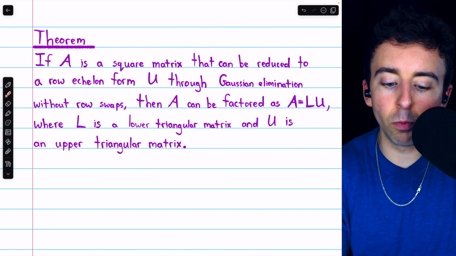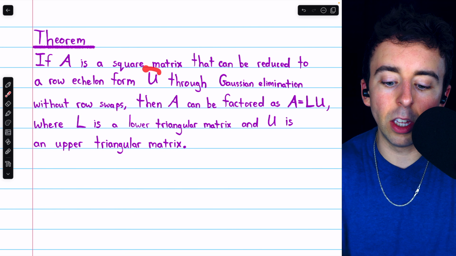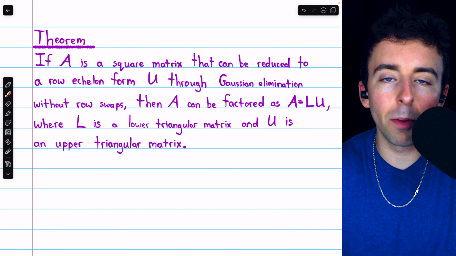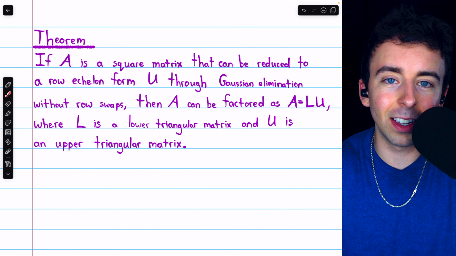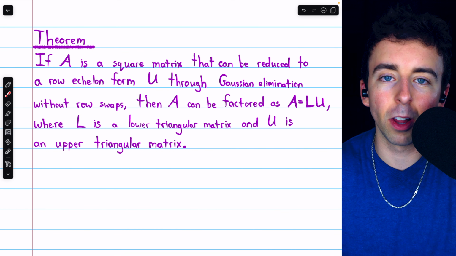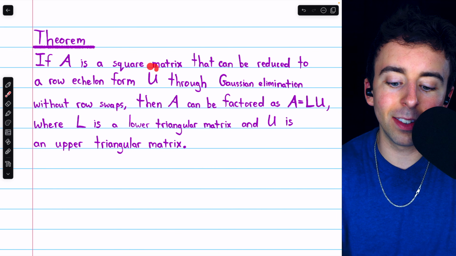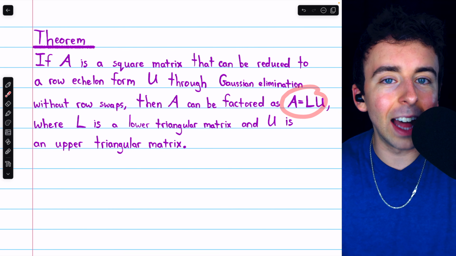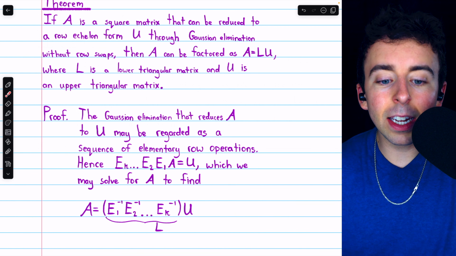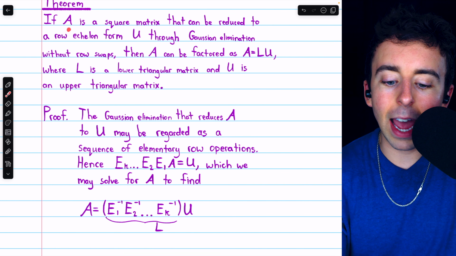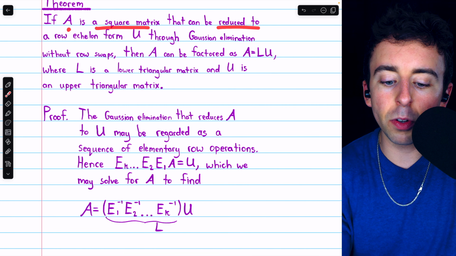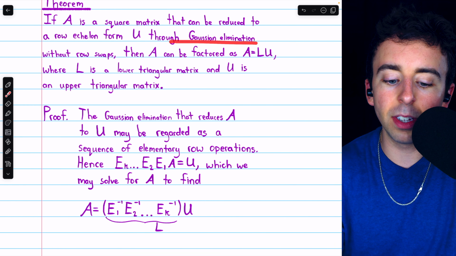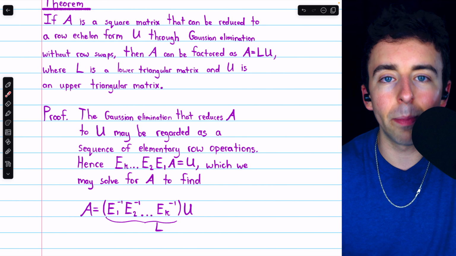Note that we're calling the row echelon form of A U, because the row echelon form is an upper triangular matrix. It has to be, by definition of row echelon form. And as it so happens, that's exactly the upper triangular matrix that we will use in an LU decomposition. Now, beginning the proof, remember we're assuming that A is a square matrix that can be reduced to row echelon form through Gaussian elimination, but without swapping rows.